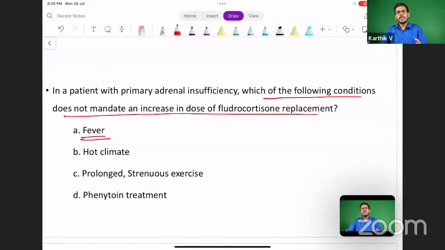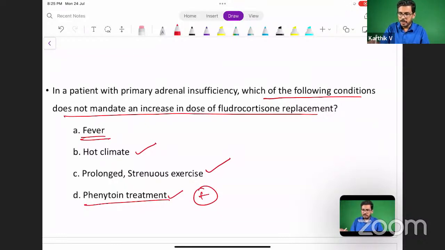So which are the conditions where mineralocorticoid requirement increases? In patients who are losing excessive water, as in hot climate, in prolonged strenuous exercise. In phenytoin treatment, phenytoin actually stimulates the metabolism of fludrocortisone. That's why you will have to increase the fludrocortisone dose. It's not because the body's mineralocorticoid production increases with phenytoin treatment, but it will degrade the fludrocortisone faster, due to which you would have to give higher doses of fludrocortisone. So the answer for this question is fever. Fever requires increase in the glucocorticoid dosage, but not in fludrocortisone replacement.